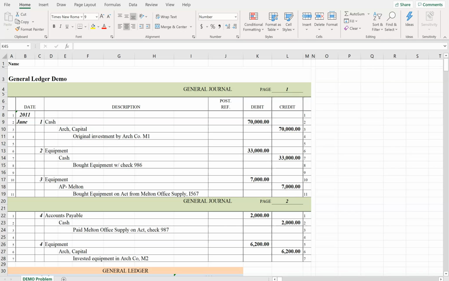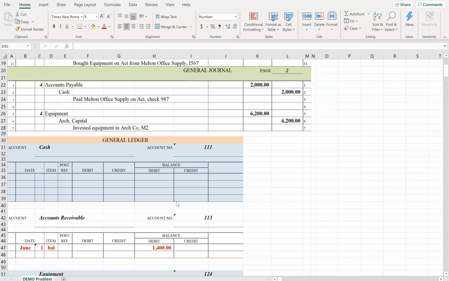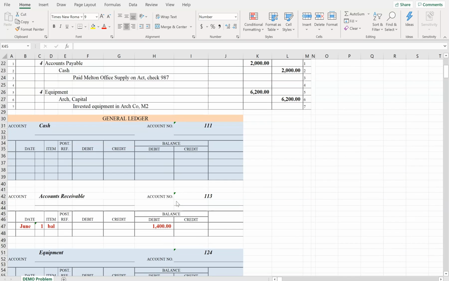Once all your entries are recorded in the general journal, you then need to go and post them into the general ledger. You can think of the general ledger as nothing more than giant T accounts. So what you see in front of you now is a general journal with a couple entries, not too many. And then if you scroll down, you will see several ledger accounts.